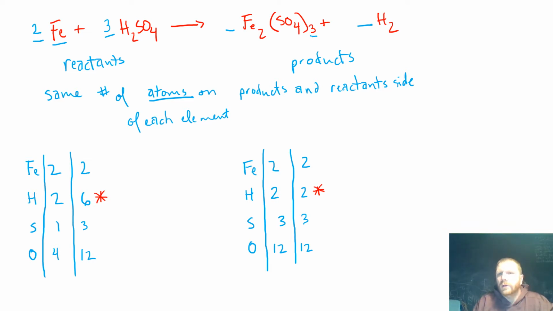So if I change my coefficient in front of there, that's going to change, and that's the only place where I'm going to see my hydrogen. So that's going to change my hydrogen count. Now, if I have 6 hydrogen on my reactant side, I need 6 hydrogen on my product side. So an easy way of doing that is adding a coefficient of 3. All right, so does that do the trick? Does that solve everything?